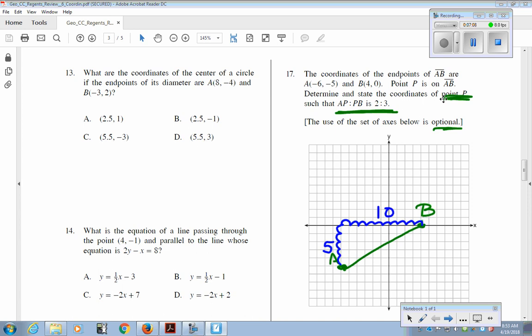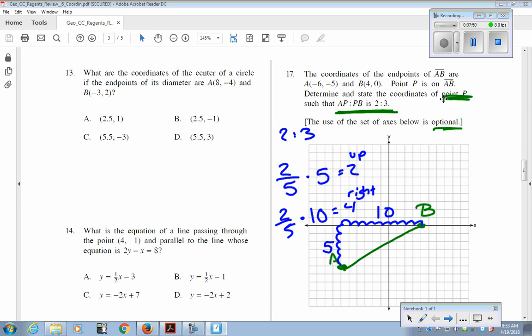So now we got 5 up and 10 over to get from A to B, which in each case, because the ratio is 2 to 3, we're looking to get 2/5 of the way through that line. So if you take each of those two numbers, 5 and 10, and multiply them by 2/5, that's going to give you the amount that you need to move to place the next point, which is P. So 2/5 of 5 is 2, and 2/5 of 10 is 4. So if you go up 2 and right 4, that's going to give us the location of P.